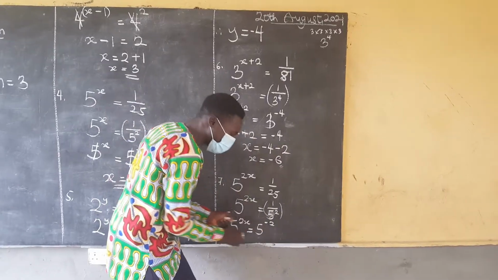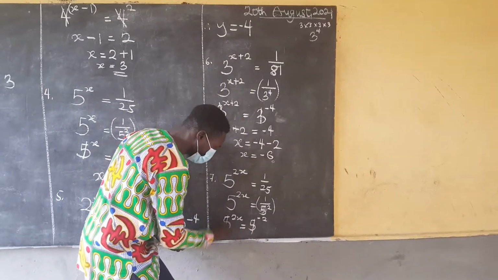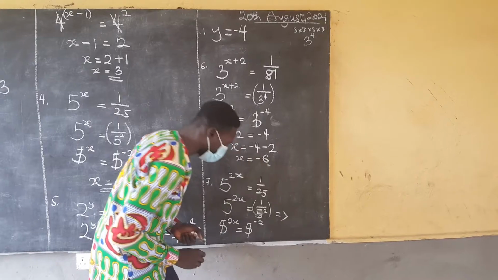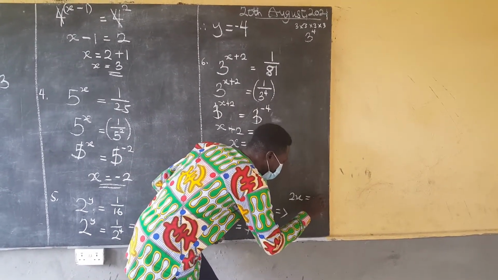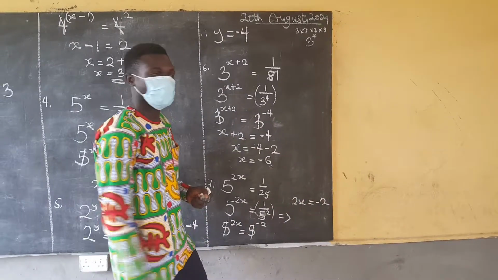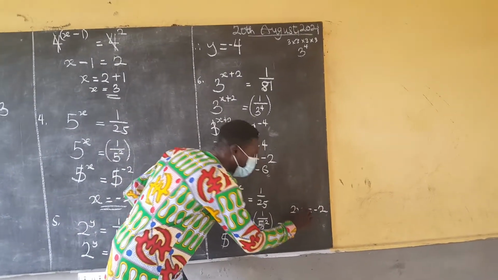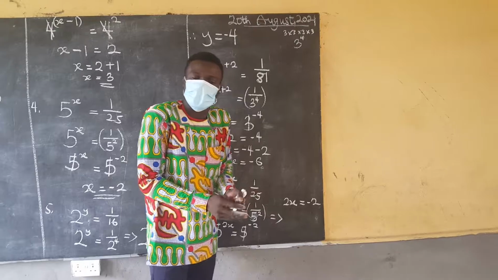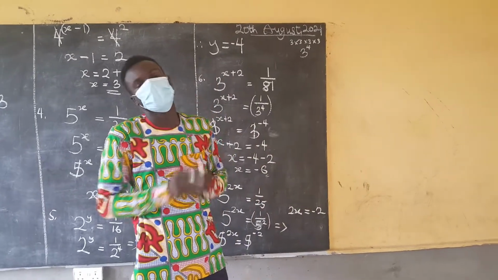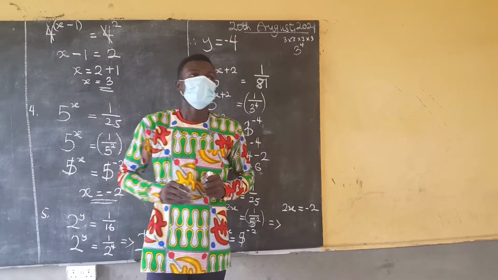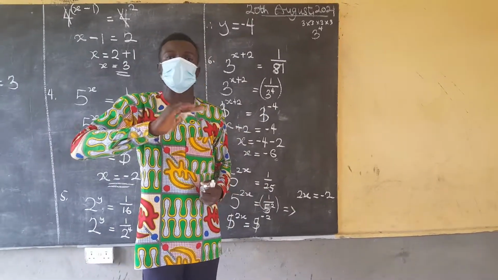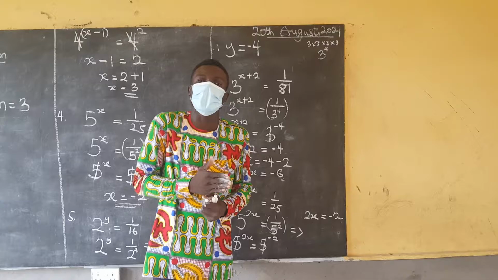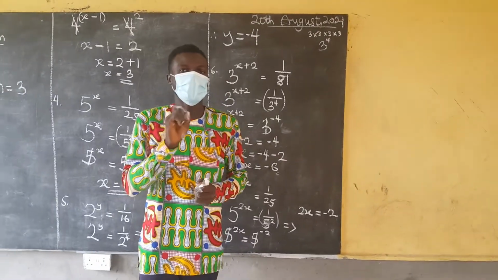Now that my bases are the same, what do I do? I am going to equate the powers. And what are the powers? 2x is equal to negative 2. Now, how will I get my x? Since the 2 is attached or close to the x, to get the x we divide both sides by the number which is close to x.